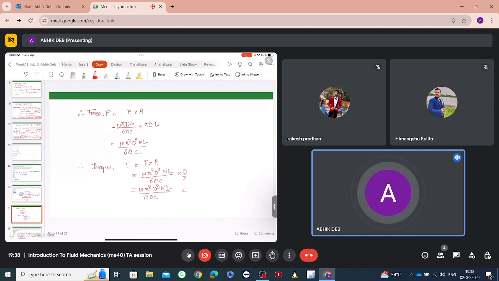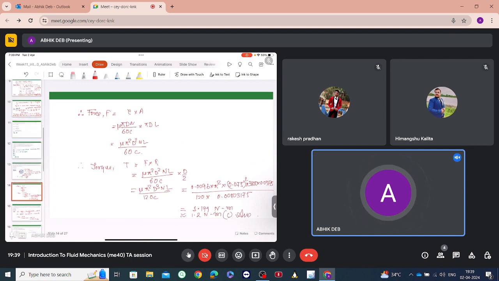If we put the values, 0.0096 into pi squared into 0.075 whole square into 3600 into 0.03175 by 120 into 0.0000317, we will get this value to be 1.199 Newton meter, which is nearly equal to 1.2 Newton meter. That is option number C. Okay.